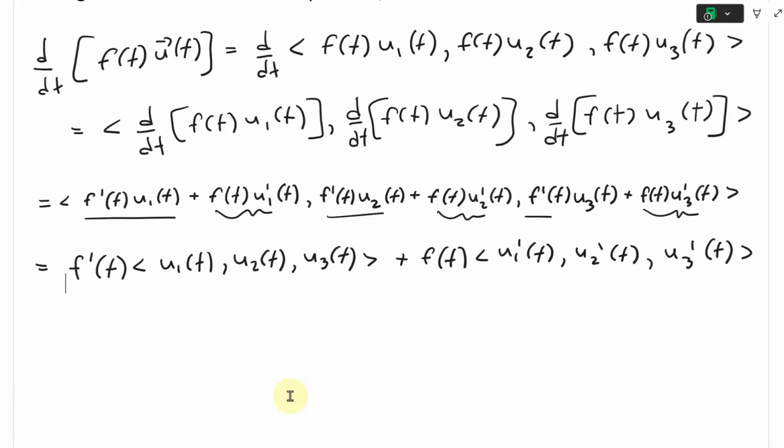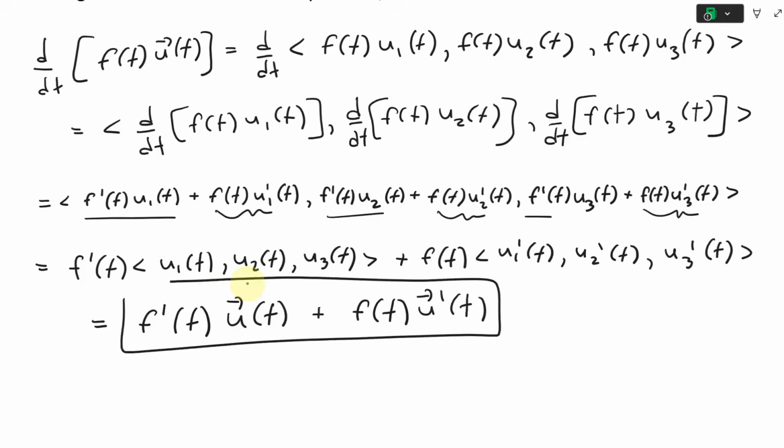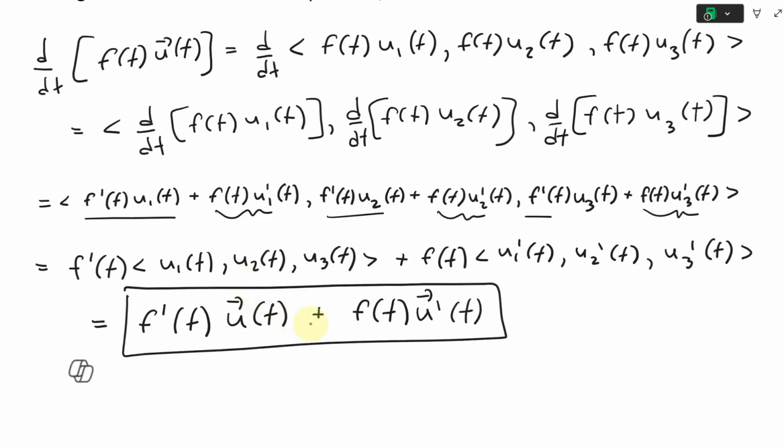All right, and now we can just write these as vector functions. This is going to be the addition of vector functions: f prime of t multiplied by u of t, the regular vector function, and now plus f of t times u prime of t, like that. So there it is. Again, we just proved the basic product rule counterpart for vector functions, and I'll put a check mark right here.